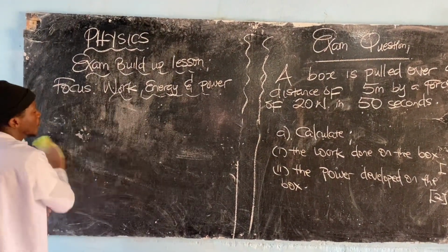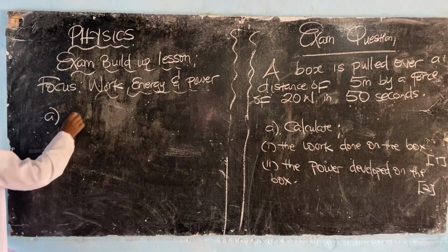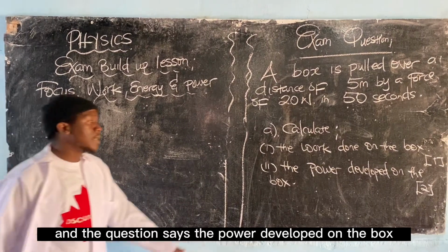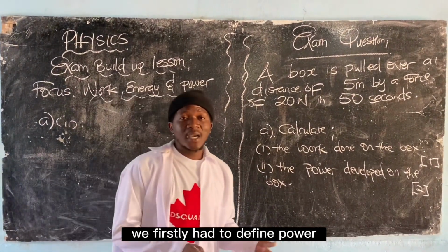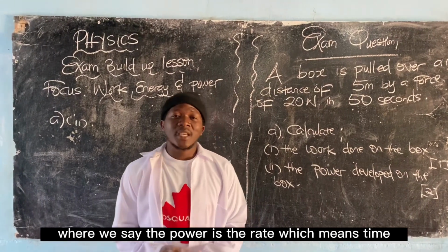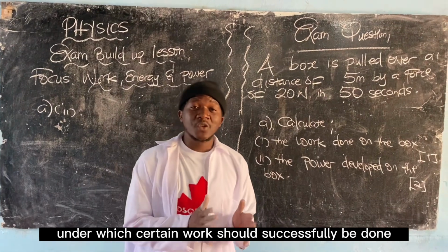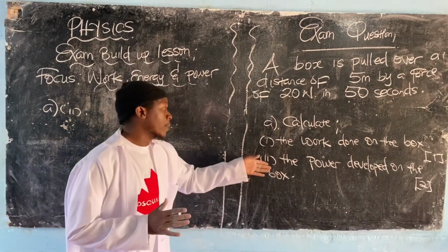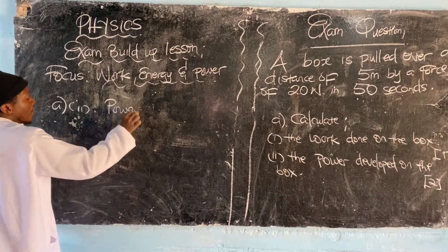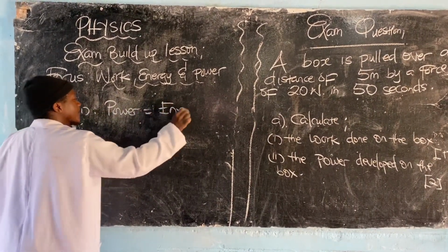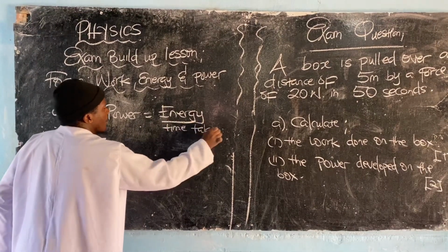Then we go to the second one, where we're going to say Roman numeral 2. And the question says the power developed on the box. We firstly had to define power, where we said power is the rate, which means time, under which a certain work should successfully be done. The power developed on the box, we're going to say power equals energy over time taken.